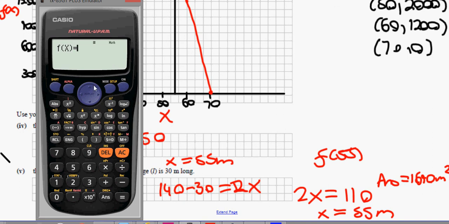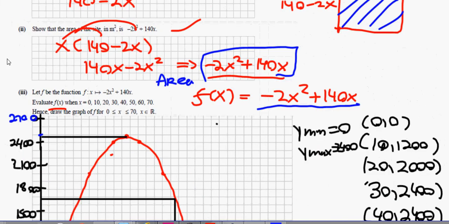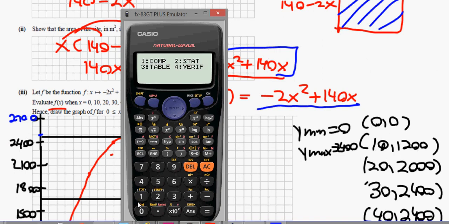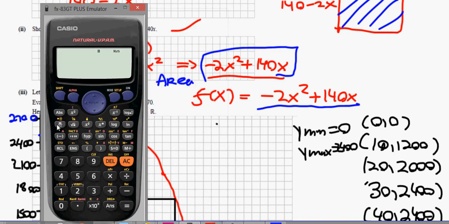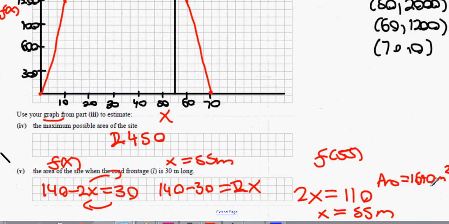You could also write in x equals 55, do what you did here earlier, just reuse the same equation, okay, and place in 55. So what we can get here is this: minus 2 times, bracket 55, squared, plus 140 times 55, close bracket, and there is 1,650. So we weren't too far off at all with our guess, okay?